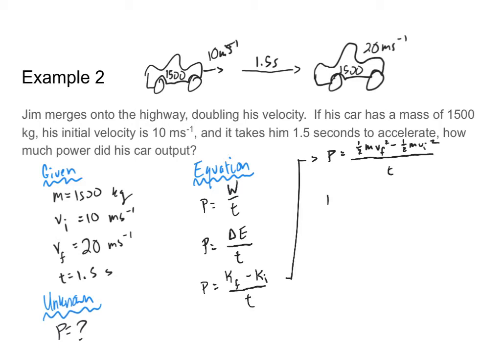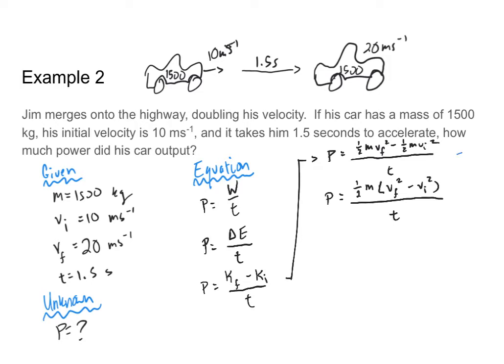And finally, my last set of simplifications before I plug in any numbers, I'm going to factor out the 1/2 m and say that my power is equal to 1/2 m times my final velocity squared minus my initial velocity squared over time. Now, that stuff is not necessary, but it does make it easier to avoid making mistakes because you don't have to worry about plugging in numbers wrong multiple times. You do have to think about your parentheses there, though.